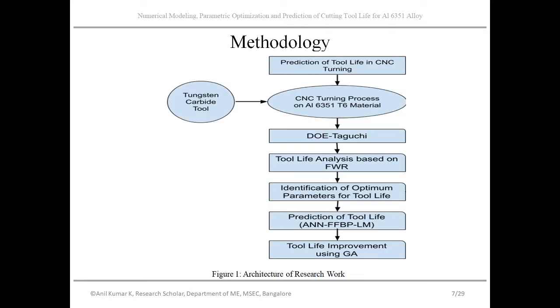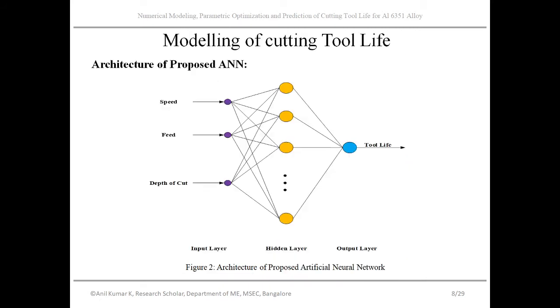The methodology I have followed in this research work is: first I have done the turning operation using a CNC machine on the material aluminum 6351 T6 by using a tungsten carbide tool. I have designed the experiment using Taguchi design of experiment, and I have analyzed the tool life based on the flank wear rate. Later I have identified the optimum parameters for tool life, and later I have predicted the tool life by using the ANN feed forward Levenberg Marquardt algorithm. After that, the tool life improvement is done by genetic algorithm optimization.